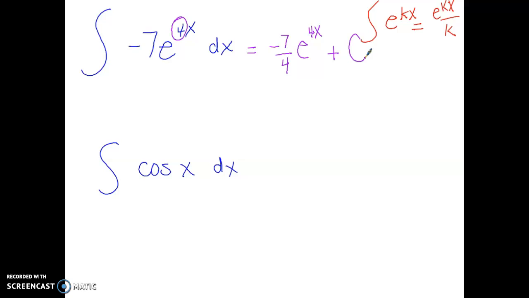In the second example, it's a trig function. We're integrating the cosine of x. My k for this example is actually the coefficient of 1, so it's the value 1. According to our special rules, it should equal the sine of kx, so that's just 1x, divided by k. In this case, I'm just dividing by the number 1. So I can just write that as sine of x. And I have to include my plus c.